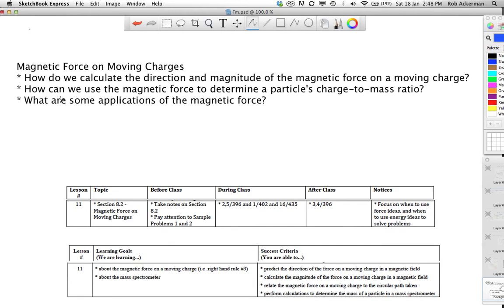Well, in this video, we're going to look at the force on the individual charges that make up that current, and in doing so, we're going to get to some really neat applications of this idea. That's called the mass spectrometer and the charge-to-mass ratio. So I think you'll enjoy this video, especially if you're going to be going into anything physics or chemistry related. You'll probably have an opportunity in university to use this device called a mass spectrometer.